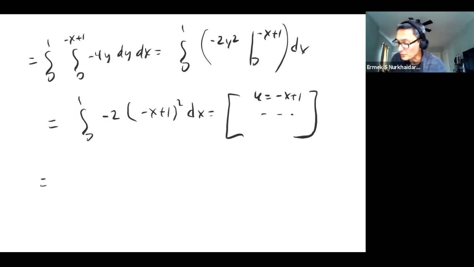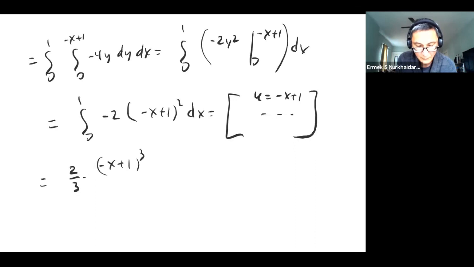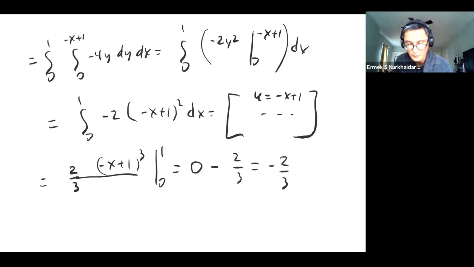So we should be able to get 2/3 times (negative x plus 1) cubed, and then we evaluate it from 0 to 1. Substituting 1, we get 0. Substituting 0, we get 2/3, so negative. Something like that.